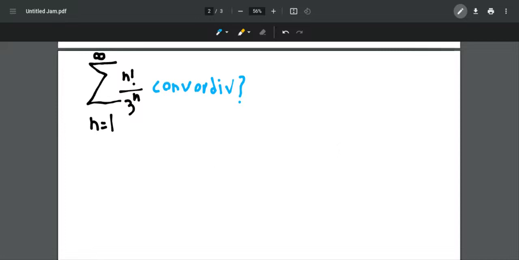Hi, I'm Kian, and today I want to show you how to use the ratio test to find if the series converges or diverges. So we have this series from 1 to infinity of n factorial over 3 to the n, and I want to use a ratio test.